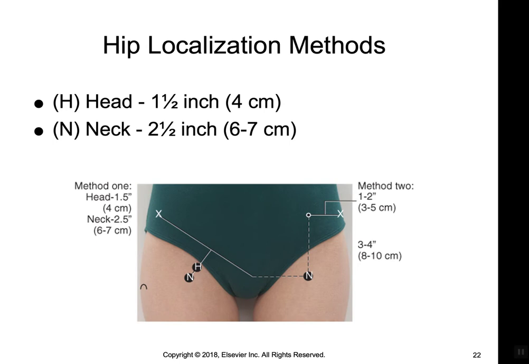Method 1, to find the head. It is 1.5 inches distal and at right angles to the midpoint of this line. So here's the line. And then here, method 2 will be 1 inch medial and 3 to 4 inches distal to the ASIS. Now that's going to be the neck.